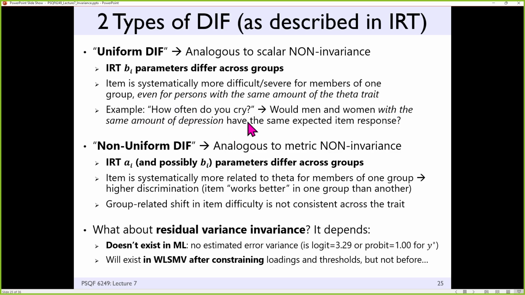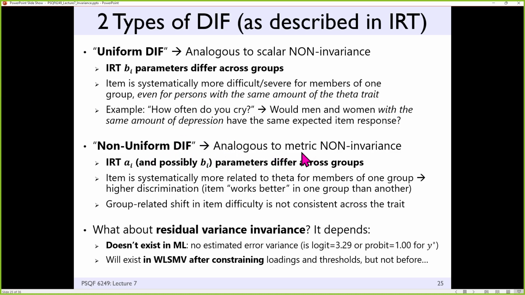So for example, if I had an item like how often do you cry, and it was supposed to measure depression, would men and women potentially with the same amount of depression have the same expected item response? Or I can imagine that women might say that they cry more often, and that may or may not be true, but women might be more willing to say that they cry more often because there are not as many gender norms associated with crying in women as there are in men. So there may be other reasons besides the trait why people would answer the question differently, which then trickles down to their item parameters.